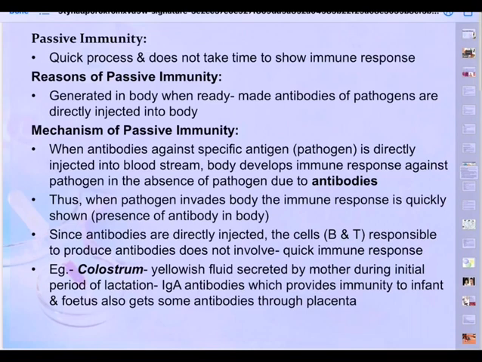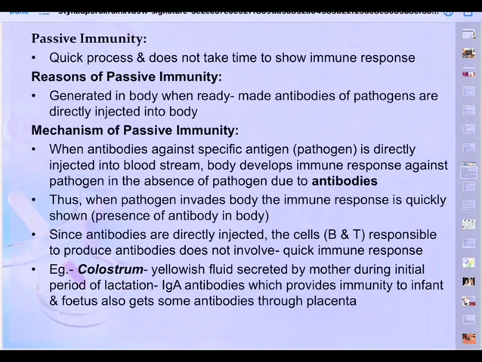And what is the mechanism? When antibodies against a specific antigen, that is the pathogen, are directly injected into the bloodstream, the body develops an immune response against the pathogen in the absence of the pathogen, due to the antibodies. Like you are seeing now, even in COVID-19, people are asking for plasma treatment. Okay? Because the person who has recovered from COVID-19 must have developed a lot of antibodies in his or her plasma. So these antibodies, when directly injected into the next person who is now suffering with severe COVID-19, are readily available. Hence, there are plenty of chances that the person who has got severe COVID-19 can recover very fast. That's passive immunity. Thus, when a pathogen invades the body, the immune response is quick.